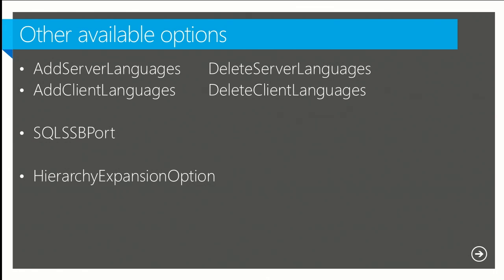SQL SSB port, by default that's set to 4022. Generally not something you have to change, but if you're using a named SQL instance, you will need to enter in a different SQL SSB port there. And then hierarchy expansion, that's only if you have a primary that's going to be connecting into a central admin site. And in the demonstration, you'll see how that gets called out.